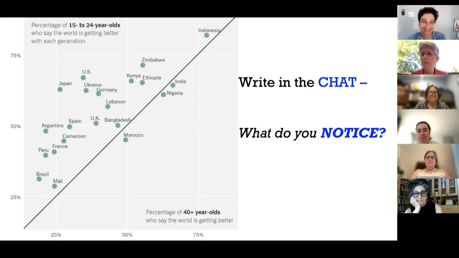Yeah, and can you say anything about, do those countries have any similarities? Can you group them in any way? Or alternatively, group the ones where more than 50% think things are getting better by generation? Is there any characteristic of the countries in a particular area? Well, Argentina, Peru, Brazil are all in South America. Okay. So maybe South America is not doing as well, or they don't feel it's going to be doing as well. How about the other end of the graph? What can you say about Indonesia, Zimbabwe, Ethiopia, Kenya, India, Nigeria?